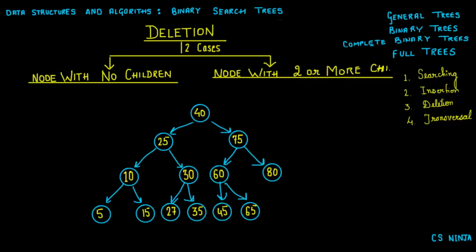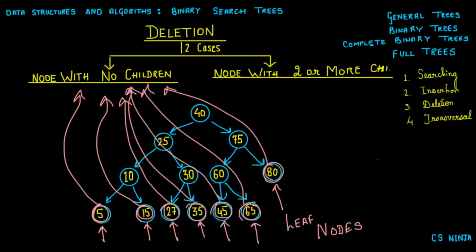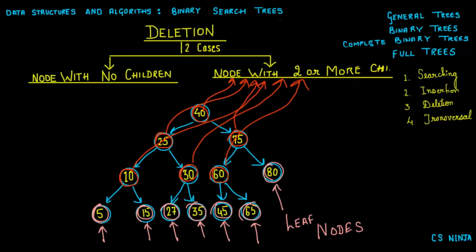Consider this binary search tree. Observe the leaf nodes in this tree. All the leaf nodes are without any children, hence they belong to the first case with no children. And the rest of the nodes belong to the second case. They have one or more children with them. So let's learn these two cases one by one.